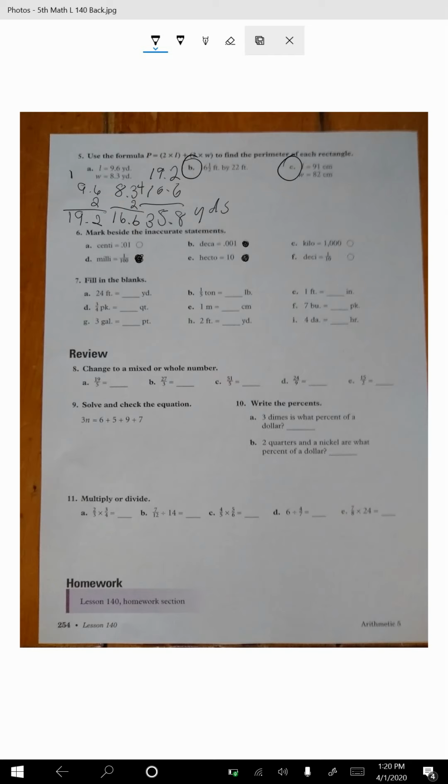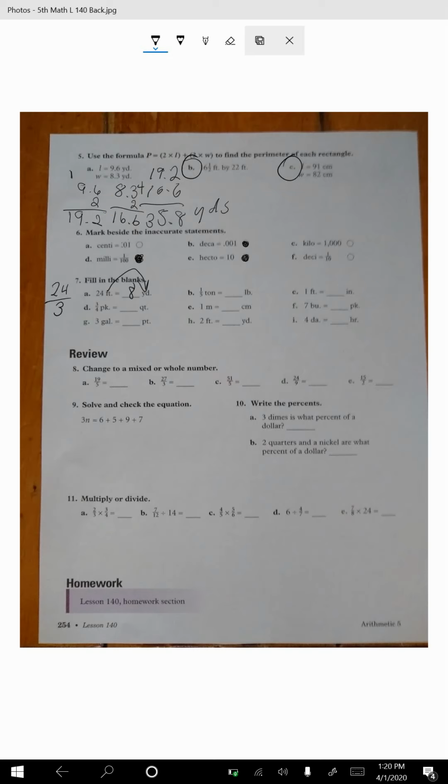24 feet is how many yards? Feet to yards. Smaller to larger, we divide. And you can even think of it as 24 over, how many feet are in a yard? 3. Alright, so if you have 24 feet, how many yards is that? 24 divided by 3 is 8.